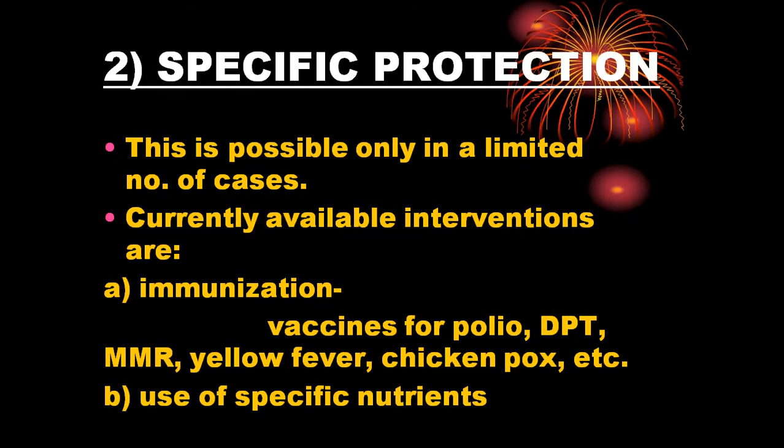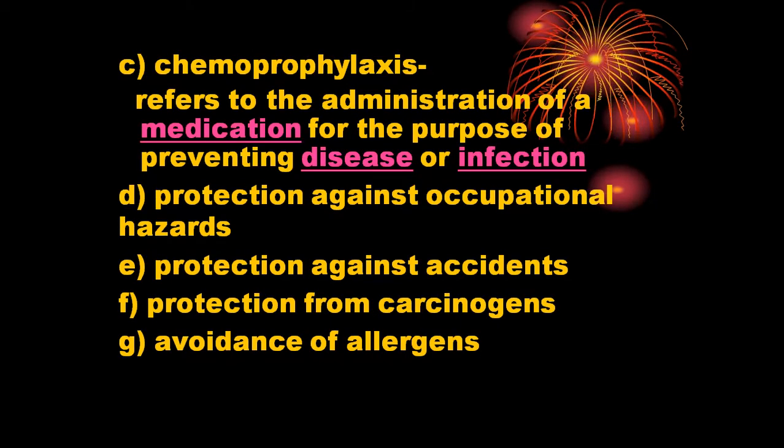Specific protection. This is possible only in a limited number of cases. Currently available interventions are immunization. Okay, we only immunize the child, the pregnant lady. So therefore, specific protection. Chemoprophylaxis, we will talk about this in the chapter on epidemiology. It is something like I'm going to an area where there is malaria and I'm taking the drug before going to that area, thinking that if I take the drug before, malaria will not happen to me when I go to that area, which is highly malarious. So therefore, chemoprophylaxis is another form of specific protection.